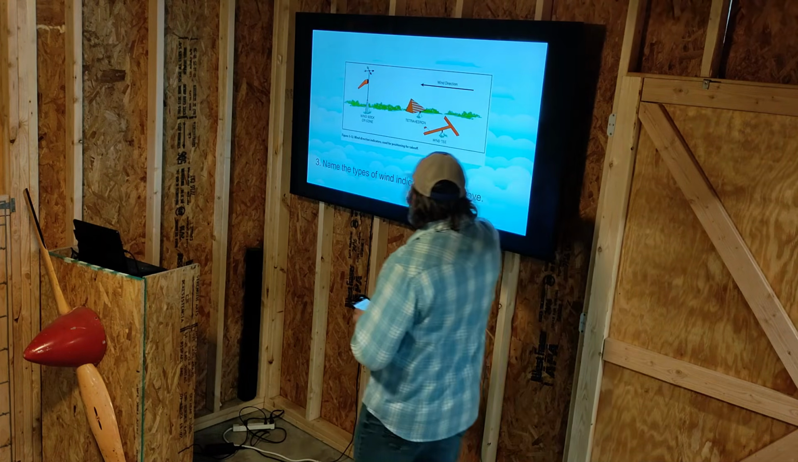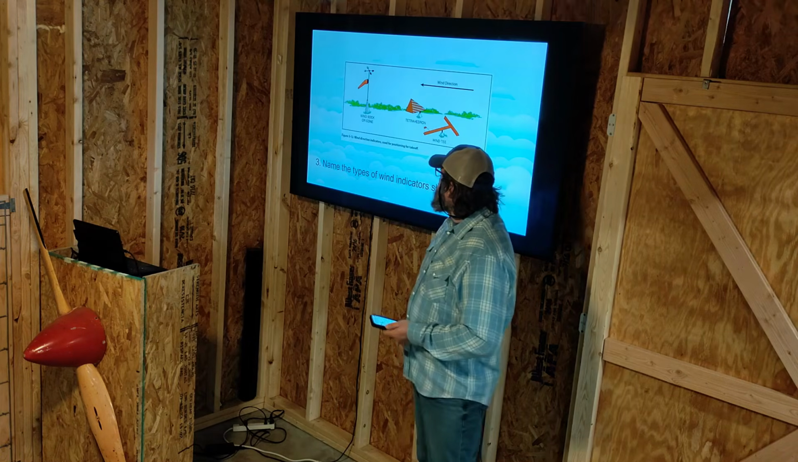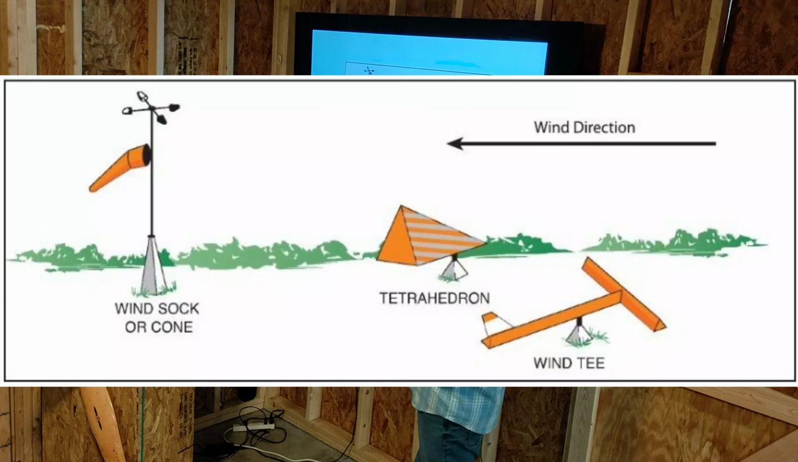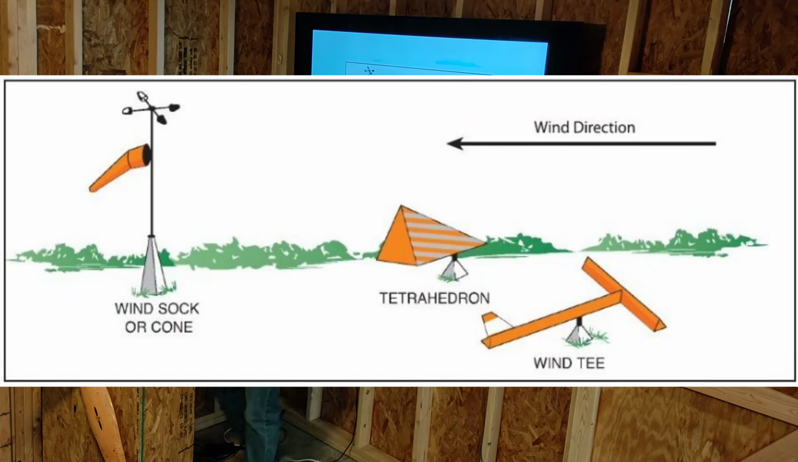I don't really hear very many people call it the cone, but windsock's usually what they call it. This one here is called a tetrahedron. Can you guys see that, or do I need to spell it out? Can you see those letters? Okay. Tetrahedron. It's just the name of the shape. It's like saying the pyramid. Or the geometrical name.